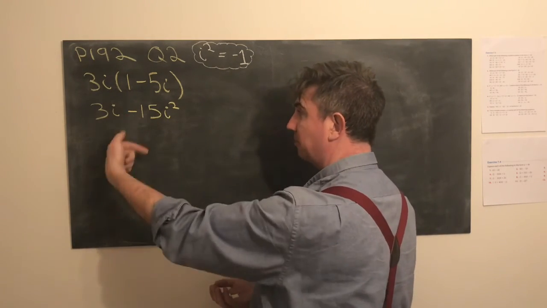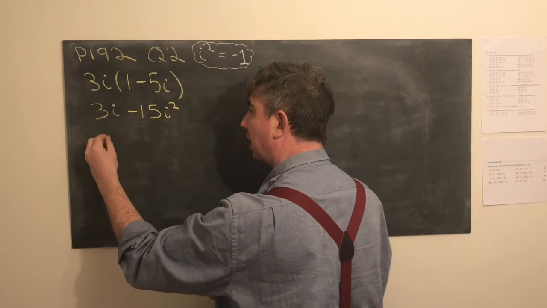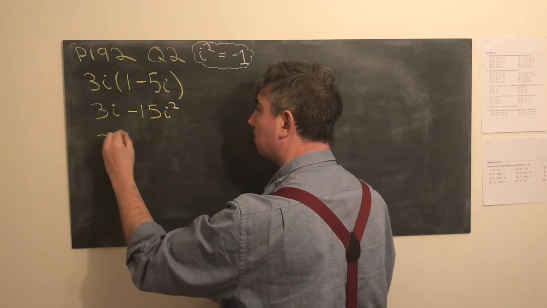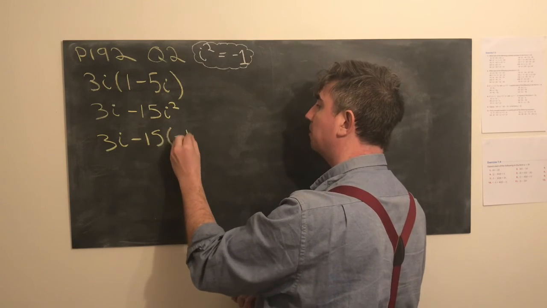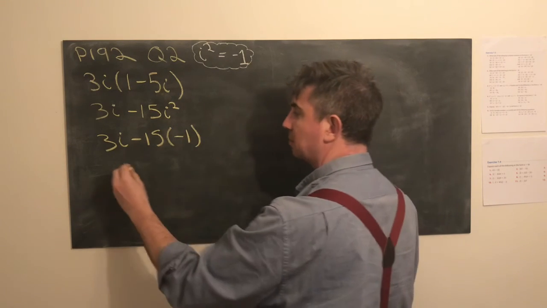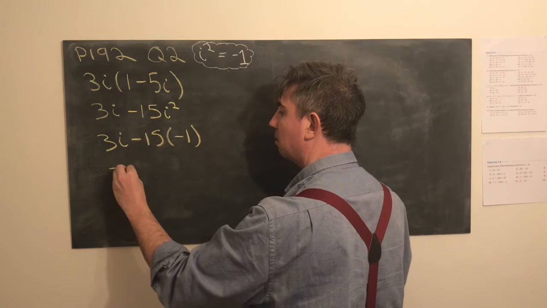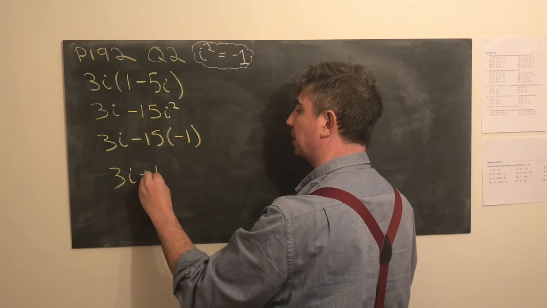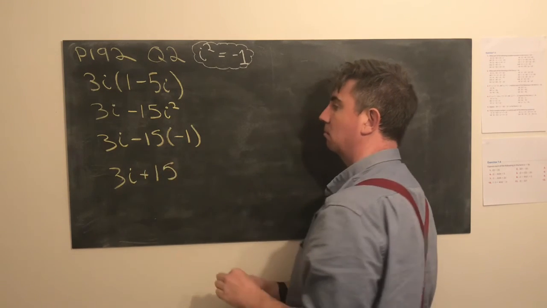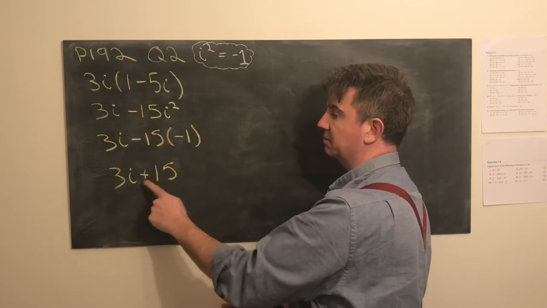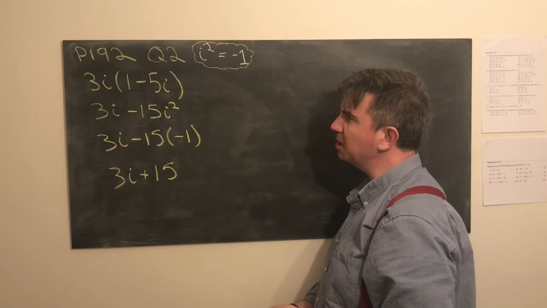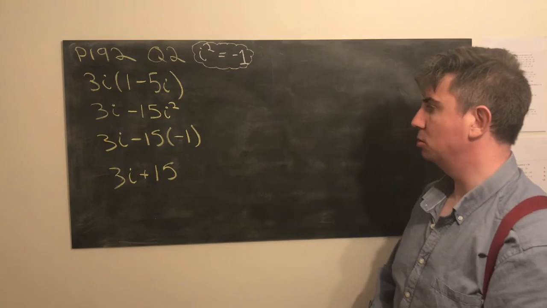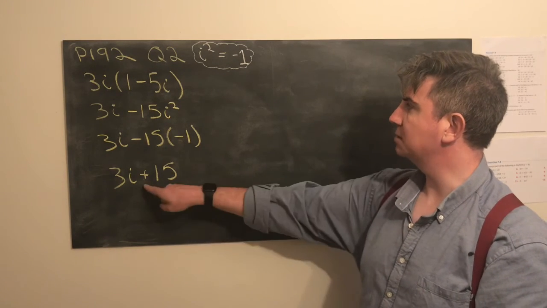So we can go one step further here. We can go 3i minus 15 bracket minus 1. That's going to be 3i plus 15, because we have a minus times a minus to give us that plus. So it's page 192, question 2, done. That's our answer there.